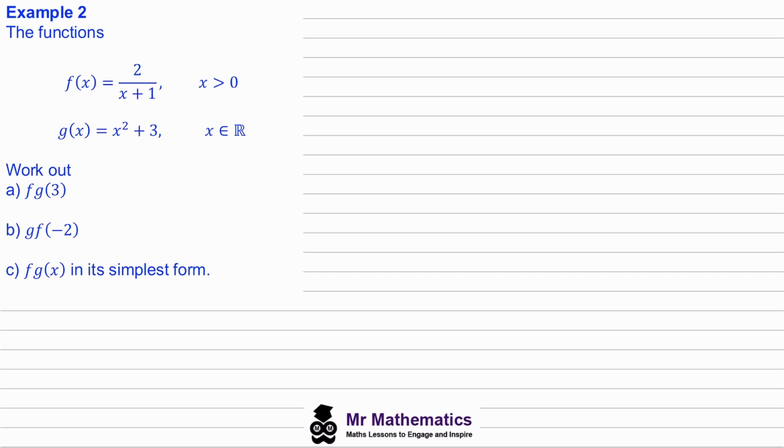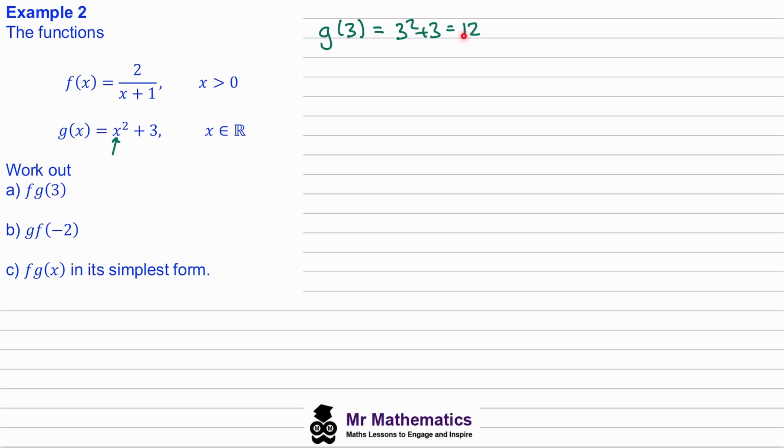Okay, so for example 2, we've been given f of x and g of x. We need to work out fg of 3. So there's a couple of ways we could do this. We could work out fg of x and then substitute in the 3. But it's much easier to begin by substituting the 3 into g of x. When we do this, we replace this x with 3. So we get 3 squared plus 3. And this will give us 12.